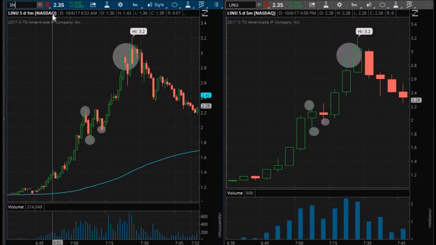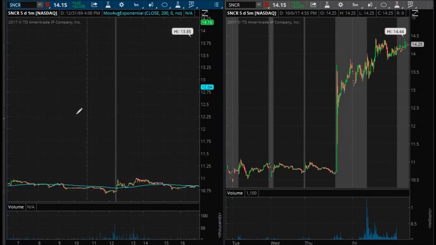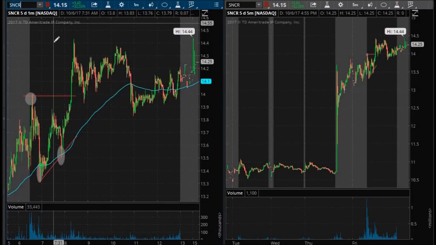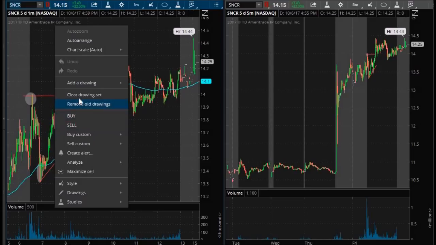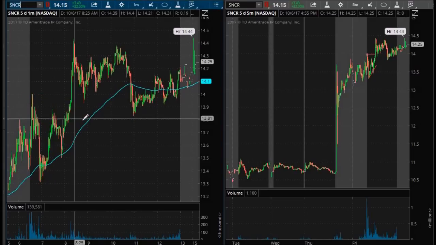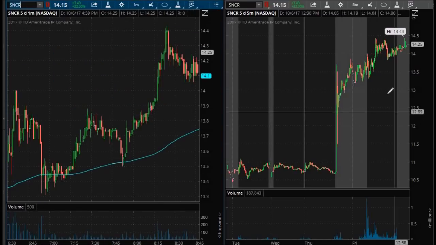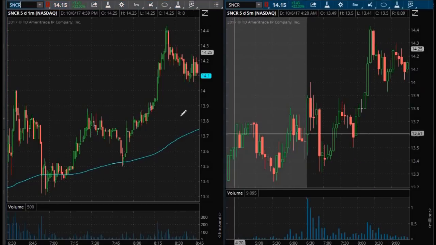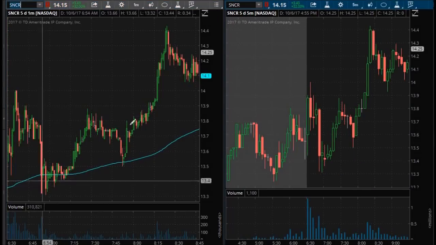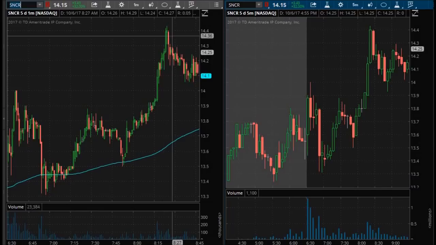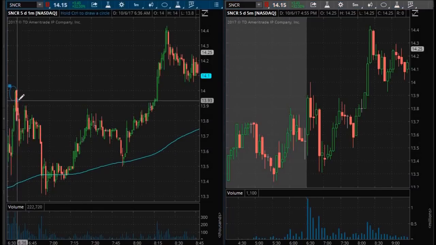Let's take a look at SNCR. Now SNCR has a beautiful, beautiful ABCD pattern here. And I'm going to go ahead and start from the beginning, remove some of this stuff. If we zoom in a little bit here, right, we can take a look at this. So the ABCD pattern looks different on every single chart, but it's basically the same concept no matter where you go. You get a nice morning move up here to $14.